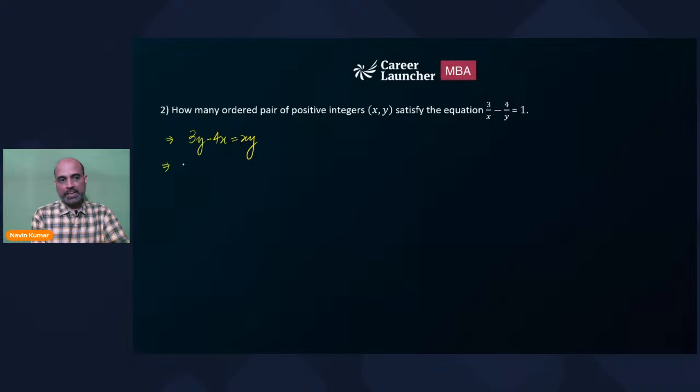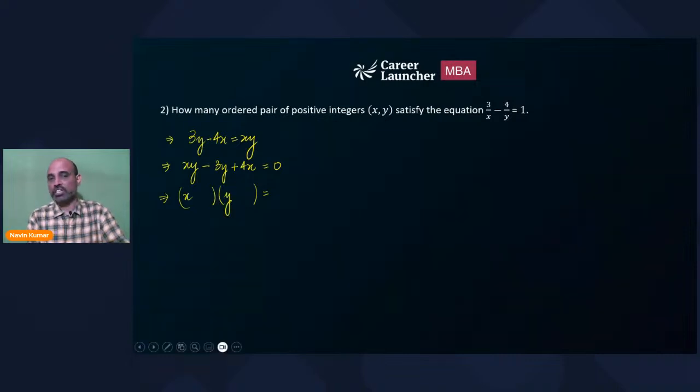Second step is bring everything on the same side. So this becomes xy minus 3y plus 4x is equal to 0. Next step is, since there are two variables x and y, put two factors here. In other words, two brackets as the product. x and y are multiplied because they were in different brackets or they were part of different factors. So when we open the bracket, we will be getting xy.